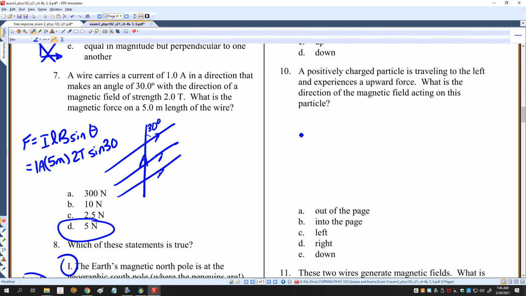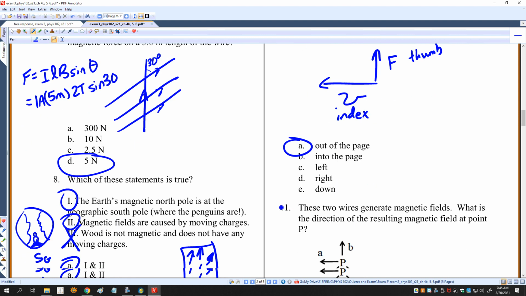Positively charged particles traveling to the left and experiences an upward force. What is the direction of the magnetic field? So here, this is a really similar one. This is positive. My velocity is to the left. My force, which is going to be my thumb. This is my index finger, and then my middle finger is pointing out of the page.